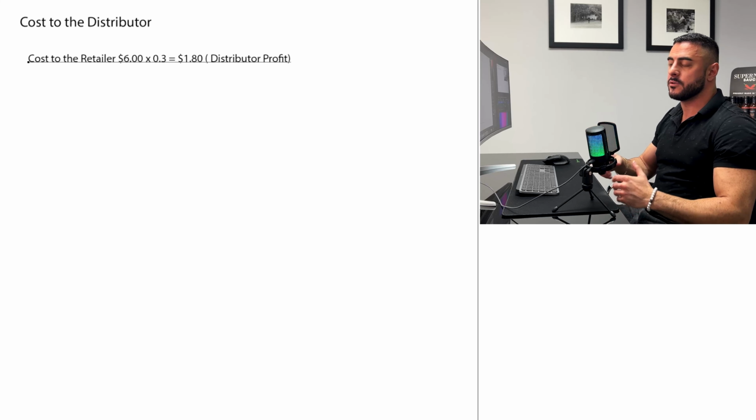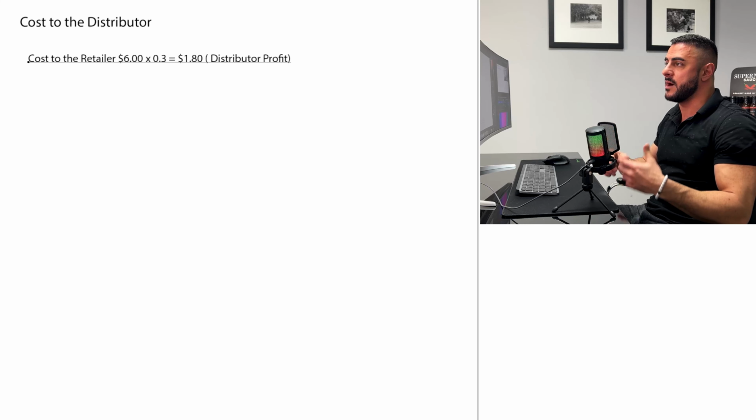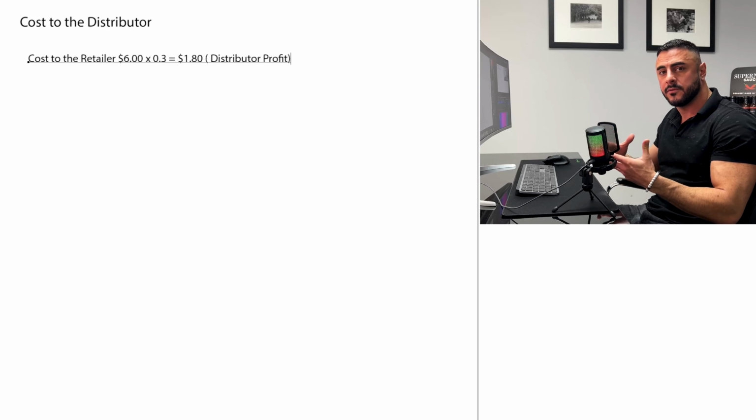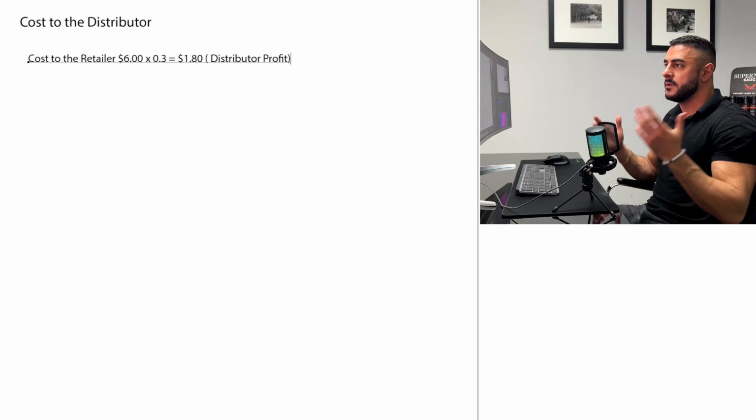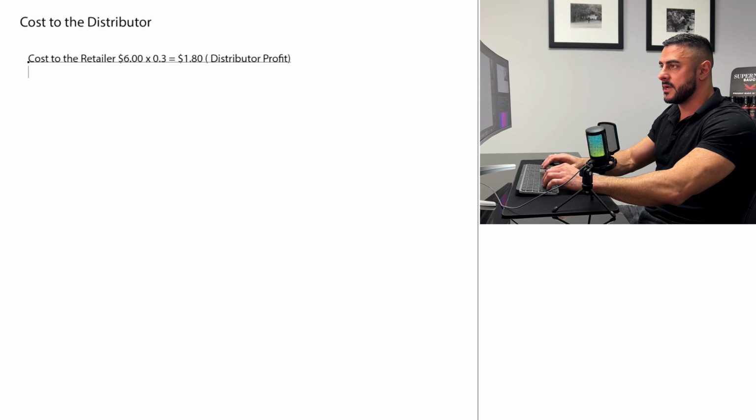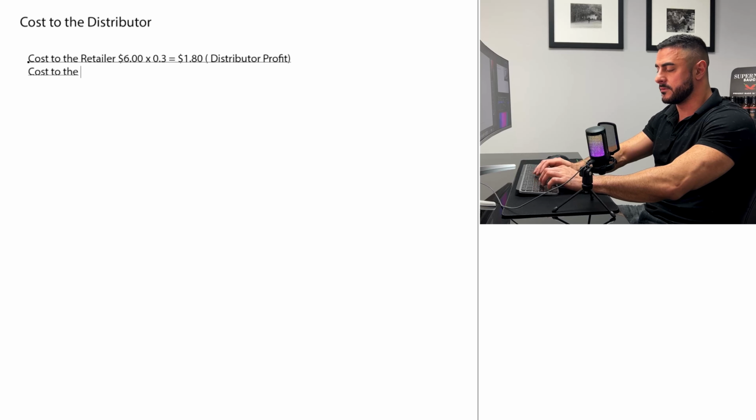So now we need to calculate what the costs are for the distributor, or how much the distributor needs to buy your product for so that they can pocket $1.80. So this is how we're going to do it. We're going to start again. Cost to the retailer, which was $6. And we're going to subtract the $1.80, which was the distributor profit. This is going to give us $4.20.